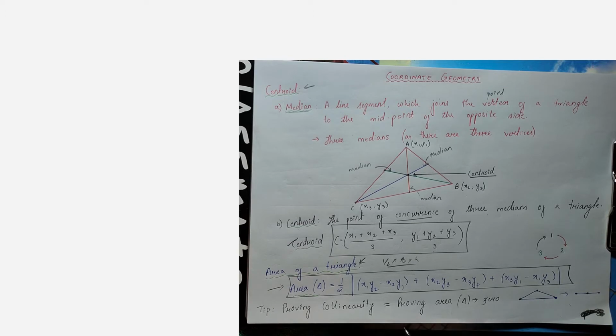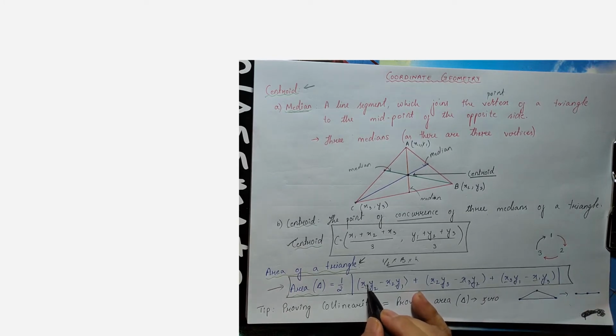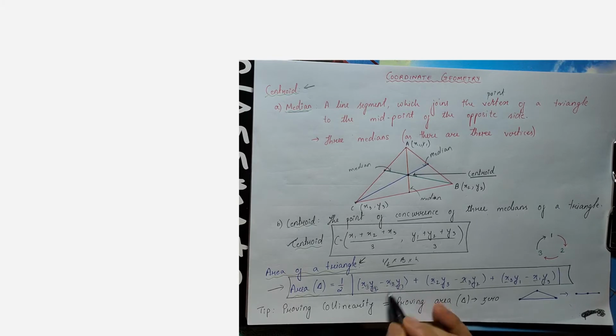Now this formula may look complicated, but there's a trick to remember this. If you want to remember this formula, just remember xy, xy, xy, xy, xy, xy. Okay, that's the easy part. The complicated part is how to remember 1, 2, 2, 1.